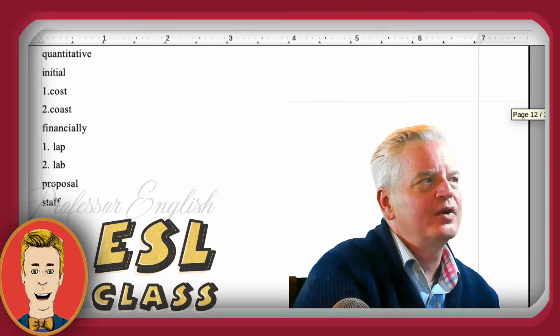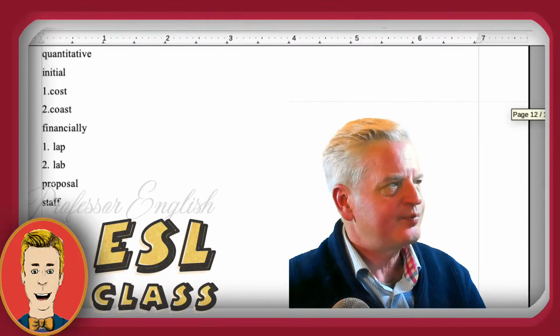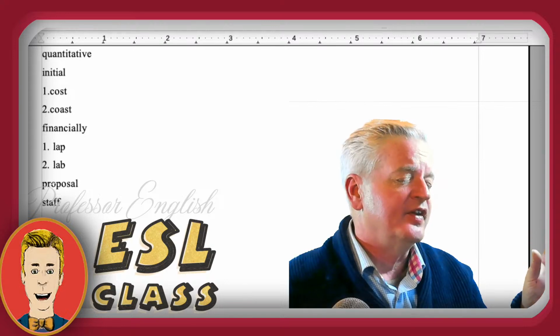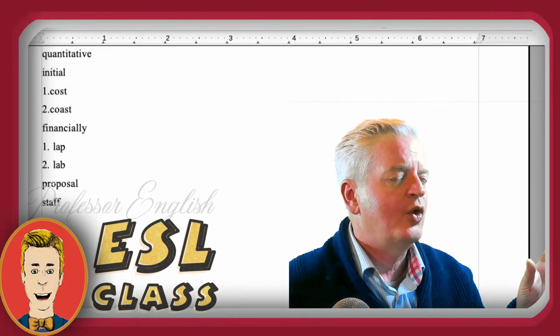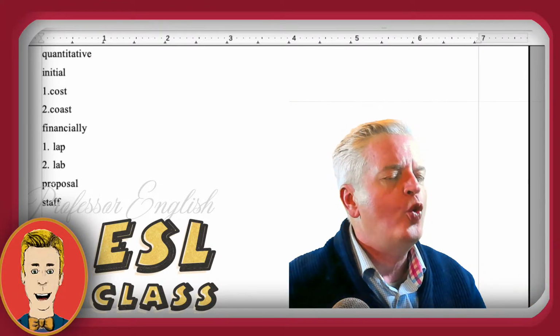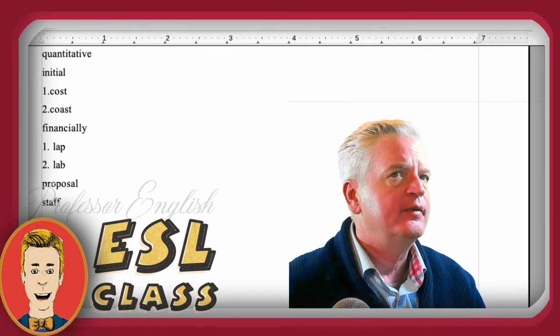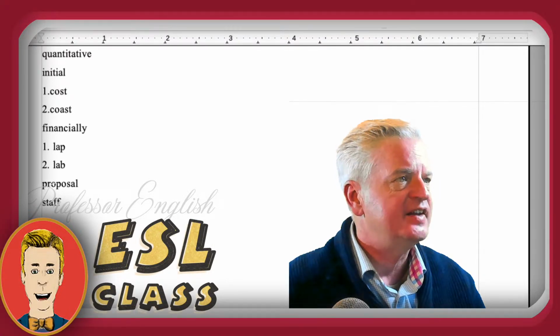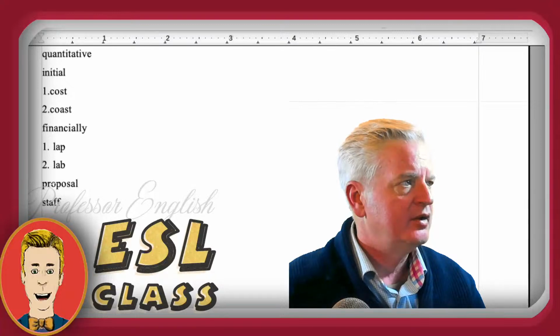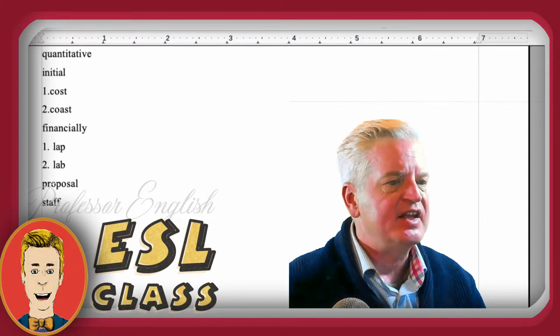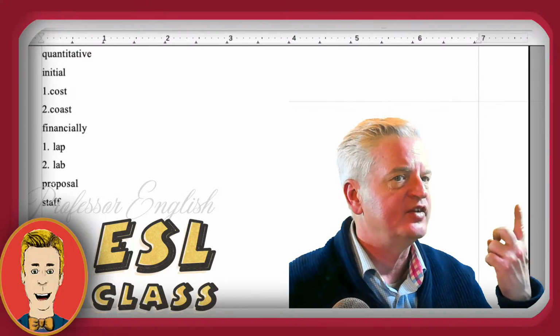Let's look at this next word, quantitative. Let's just look at the vowel sound at the beginning. Quan. That's ooh-ah. That's very long. Quan. What about ti? Is that long or short? Quanti. It's very short. What about tei? Tei. That's very long. It's two sounds.